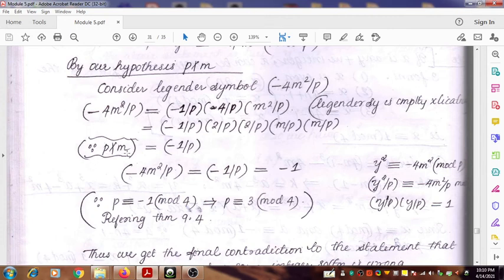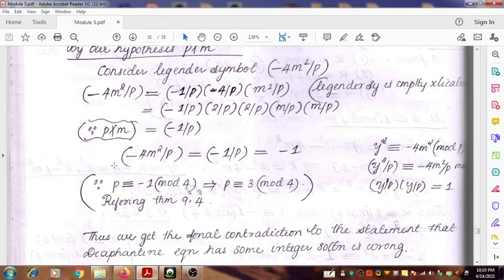Since p does not divide m, this is equal to (-1 | p). That's because this value is obtained because p does not divide m. We know that since p does not divide m, otherwise what value would we get?